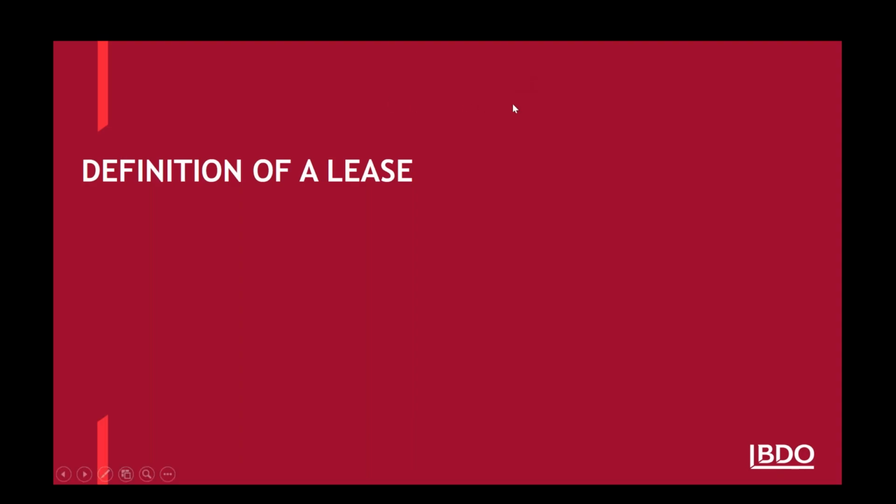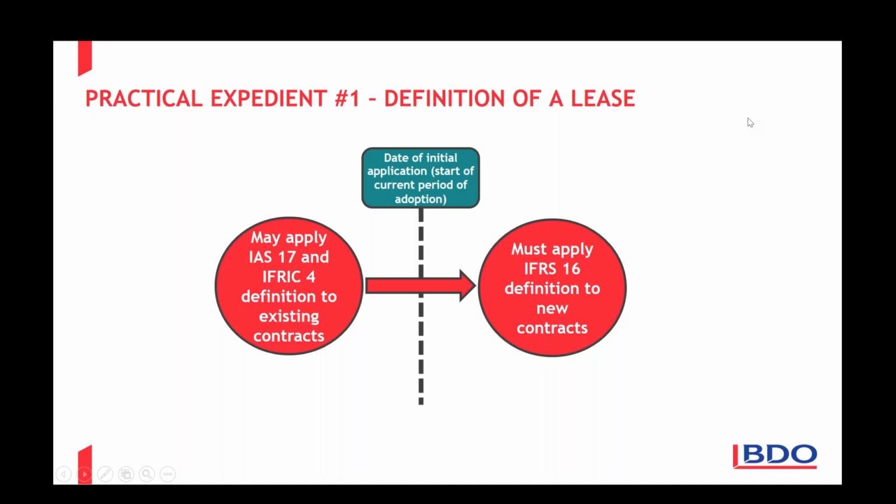Before we go much further, I think it's important to consider the definition of a lease, and particularly in the context of practical expedient number 1 around the definition of a lease. Now, we will do a number of webinars still where we talk about problem areas, and one of the problem areas is the identification of leases and embedded leases. But I think it's important to understand that this particular practical expedient is available for all transition methods. And this is actually the only one available for the full retrospective method.